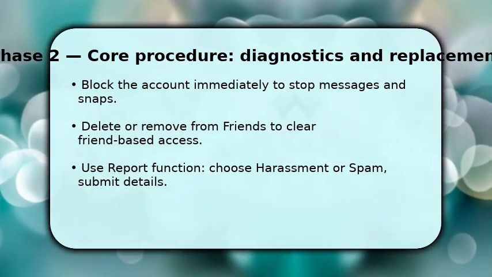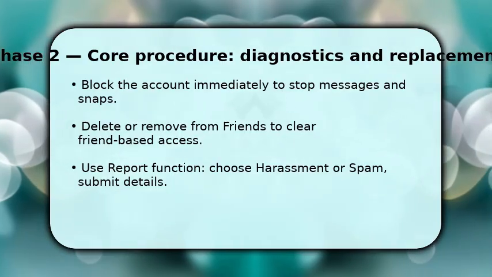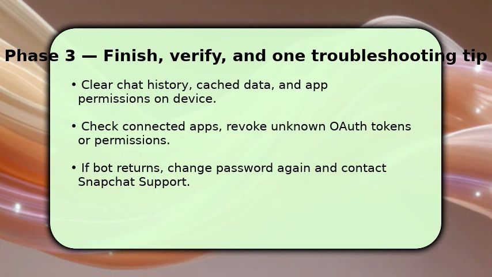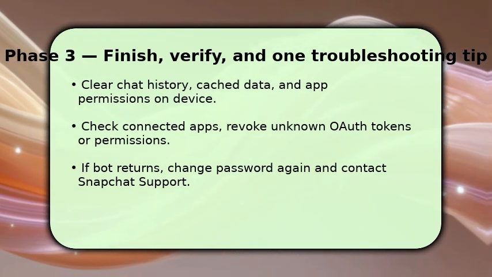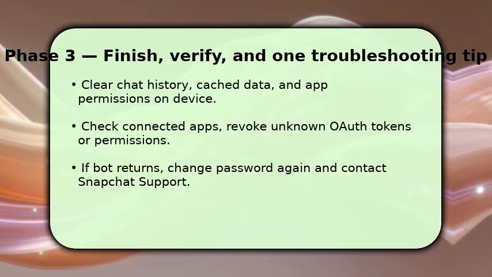Make sure to keep copies of evidence in case you need to follow up. Finish with cleanup. Clear the chat thread, cache, and any suspicious app permissions on your device to remove residual access. Next, inspect connected apps and revoke unknown OAuth tokens so third-party links can't recreate the bot.